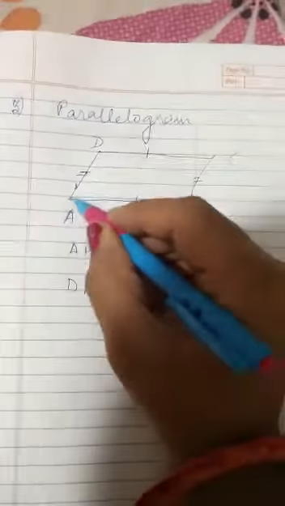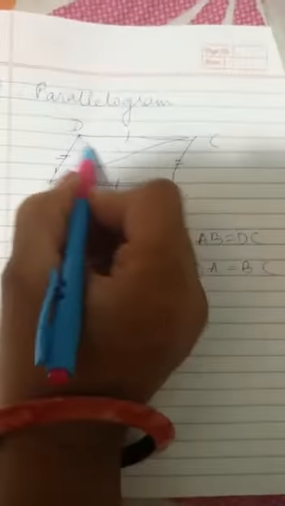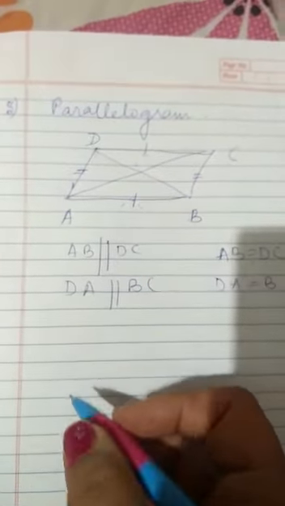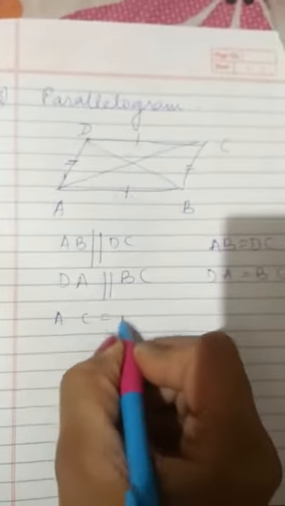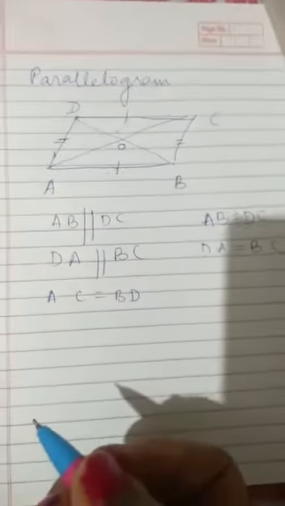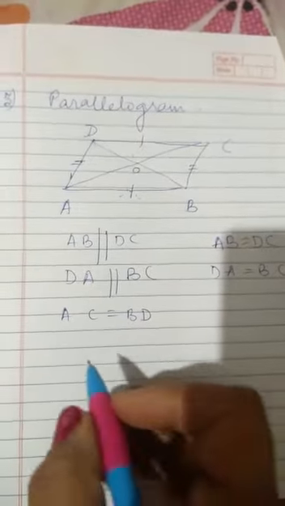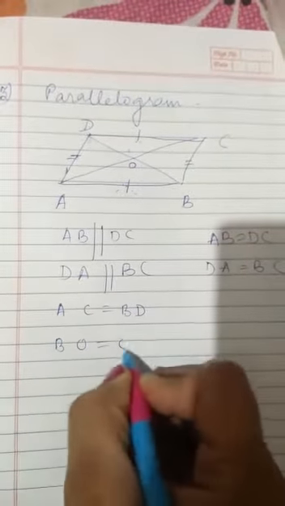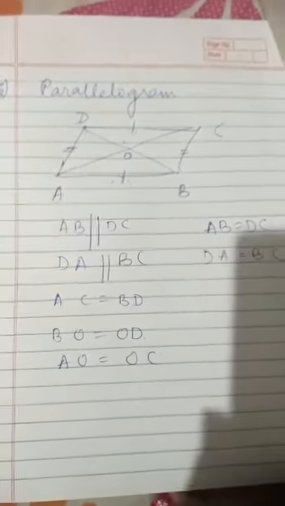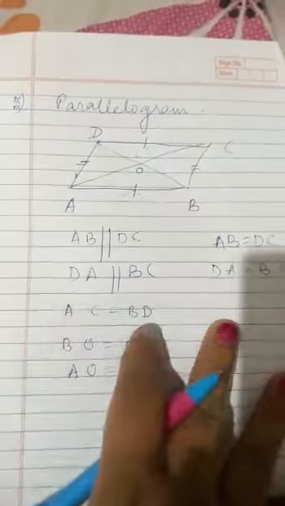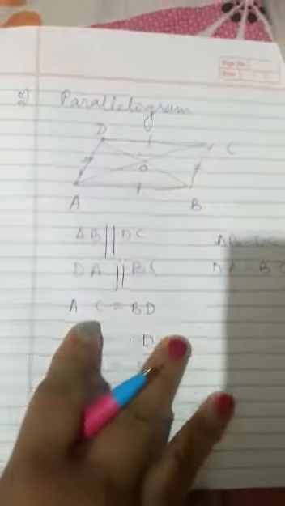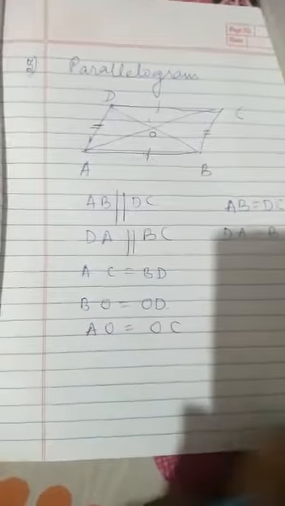Now let's see the diagonals. The diagonals of the parallelogram are AC and BD. They intersect at a point O and the diagonals bisect each other. That means BO is equal to OD and AO is equal to OC. Thus we can see that there are lots of relationships between the sides and the diagonals. So all the line segments are proportionately related to each other.